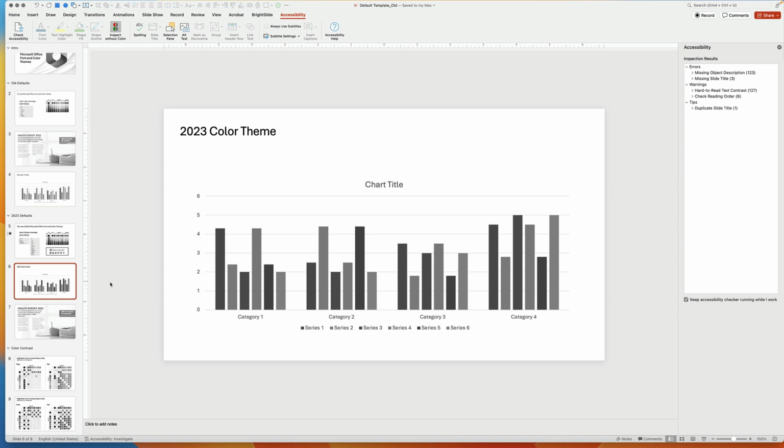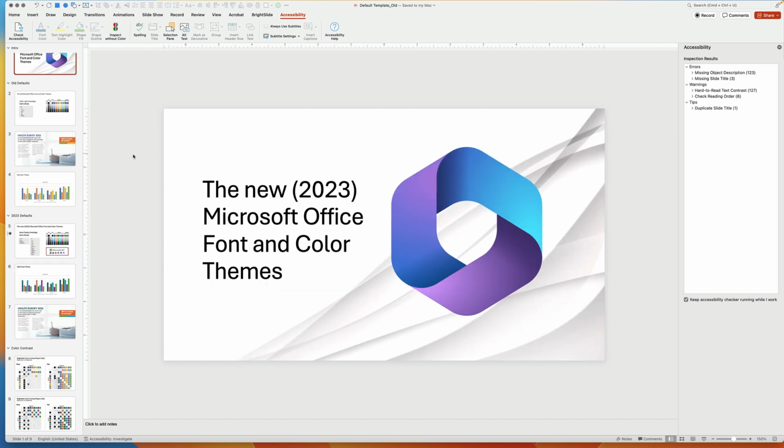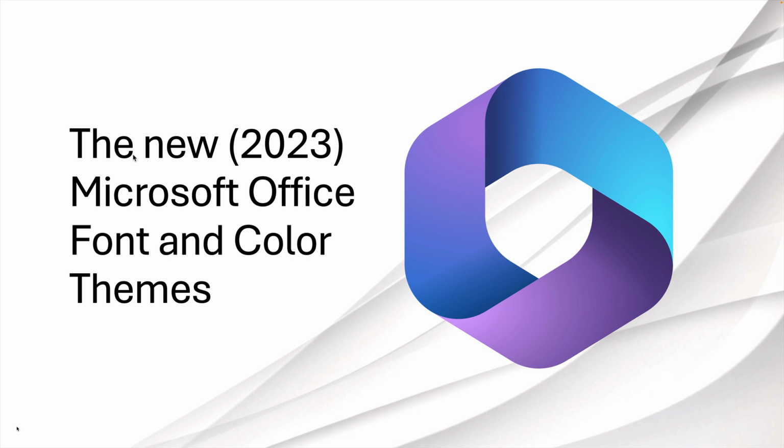So that's just one thing to point out. There definitely was some thought put behind this color palette. So that is the new 2023 Microsoft Office font and color themes. Let me know what you think of Aptos. Let me know what you think of the color palette, and if you think it's an improvement on what we've had in the past.